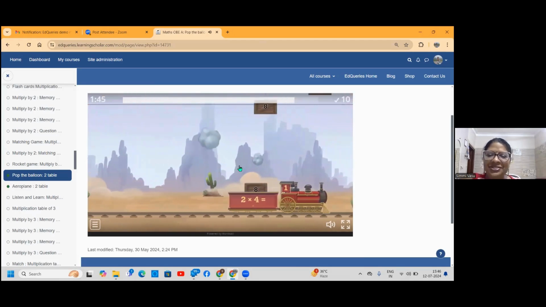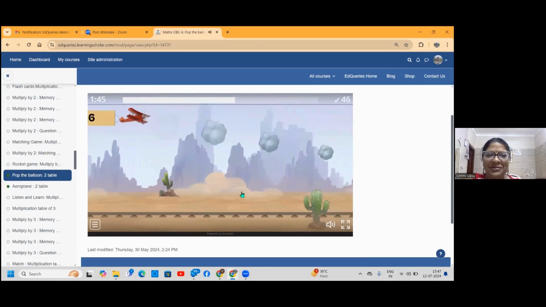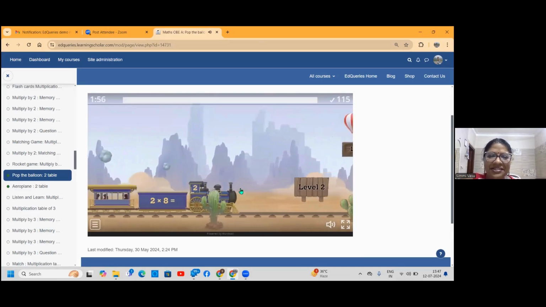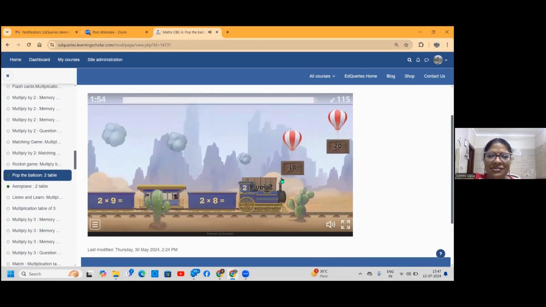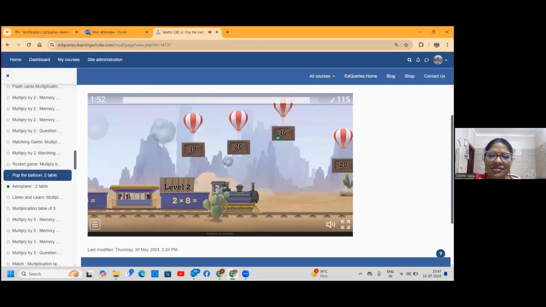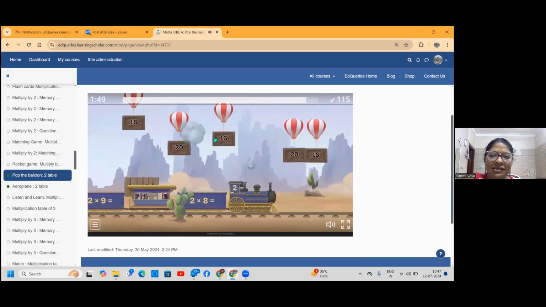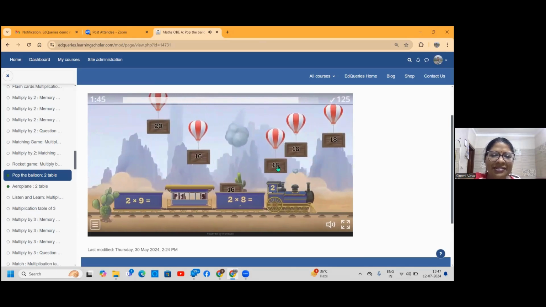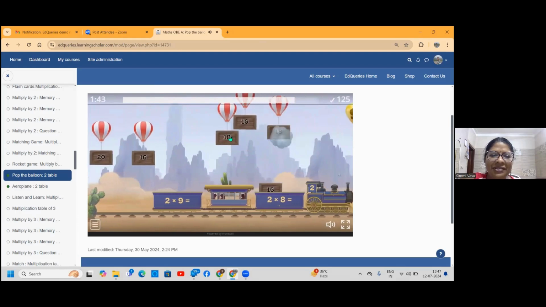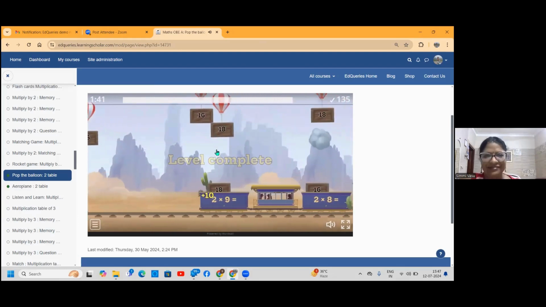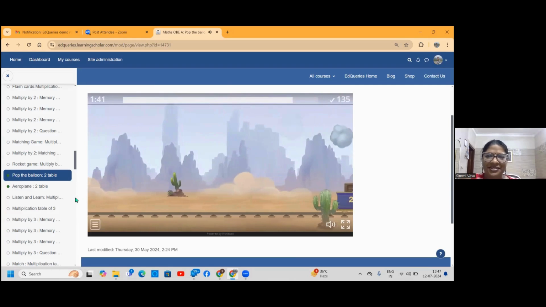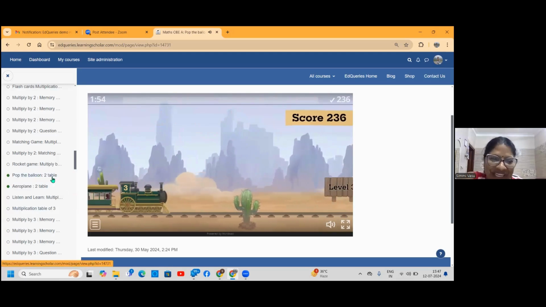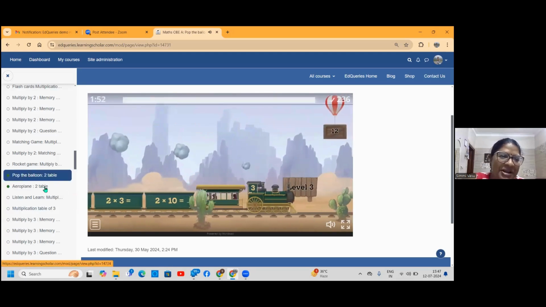See. So you have to get that right and the train goes. And it's giving you a score. Okay. 2 9s are 18, and I'm getting it. Yeah. See. So imagine the interest I'm also taking in getting it to the right place.